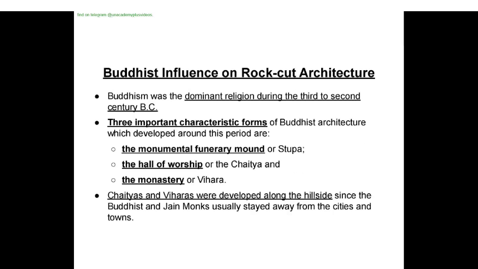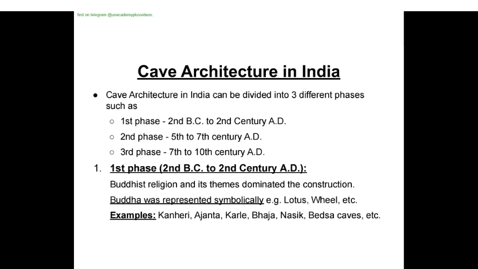Buddhist influence on rock cut architecture. Buddhism was the dominant religion during the 3rd to 2nd century BC. Three important characteristic forms of Buddhist architecture which developed around this period are the monumental funerary mound or stupa, the hall of worship or the chaitya, and the monastery or vihara. Chaityas and viharas were developed along the hillside since the Buddhist and Jain monks usually stayed away from the cities and towns.